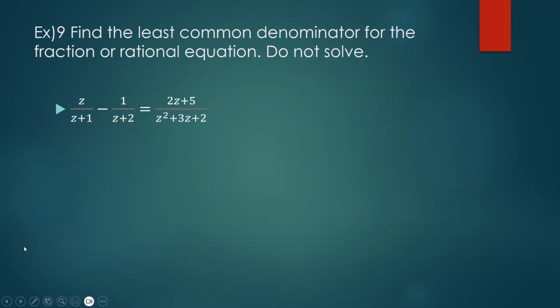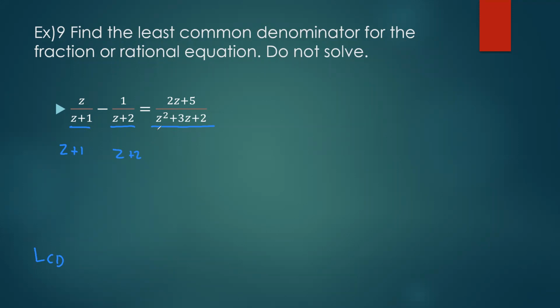Find the least common denominator for the fraction or rational function. Do not solve. So this is also a rational equation. So first we've got to check if it's in the most prime form. z plus 1, that's one term, it is. z plus 2, that's one term and it can't be broken down. Now this one, z squared plus 3z plus 2, that can be factored, right? It's not in the most prime form.